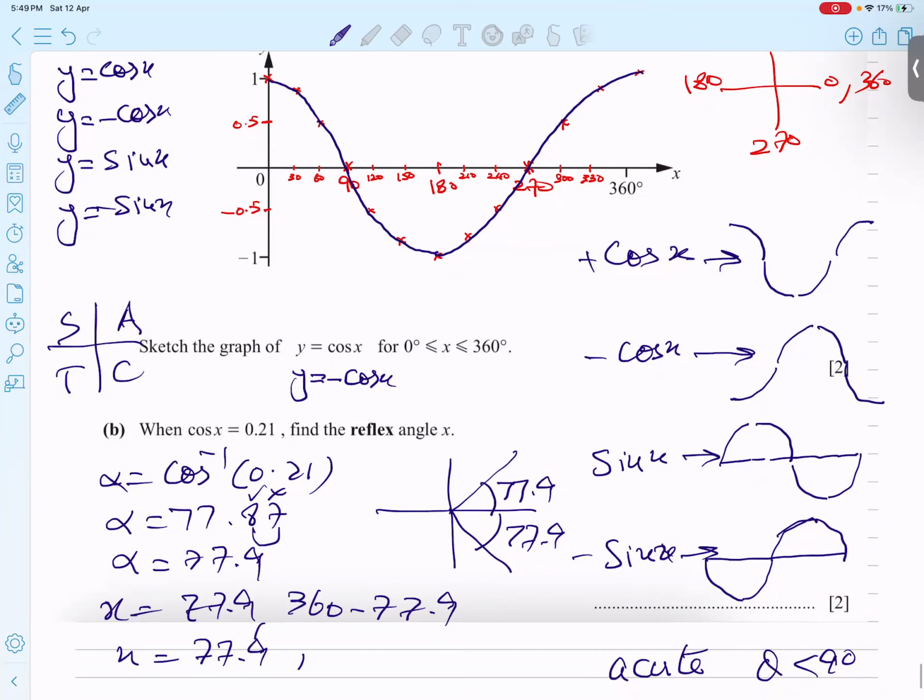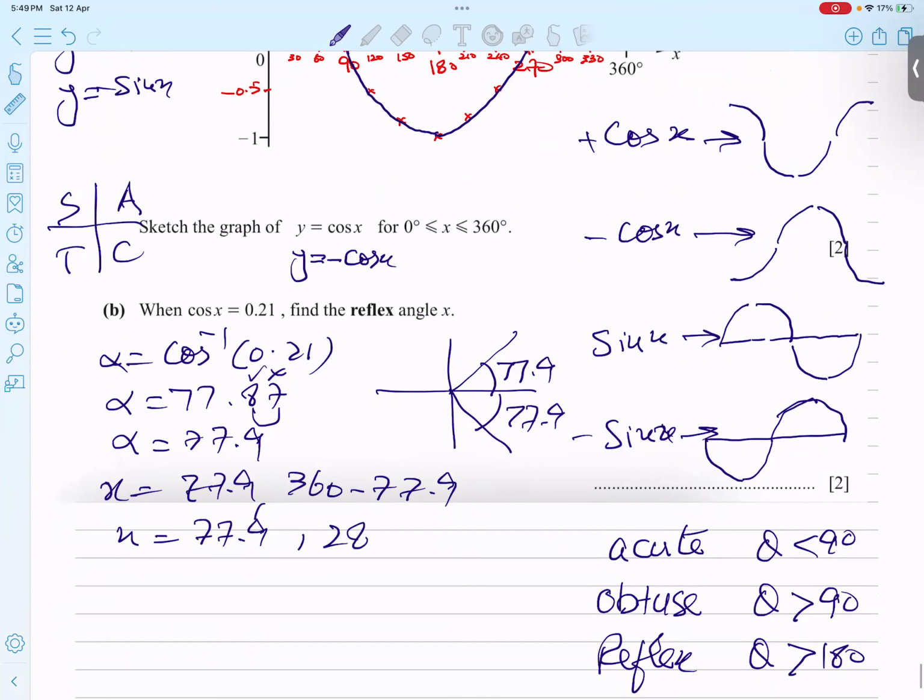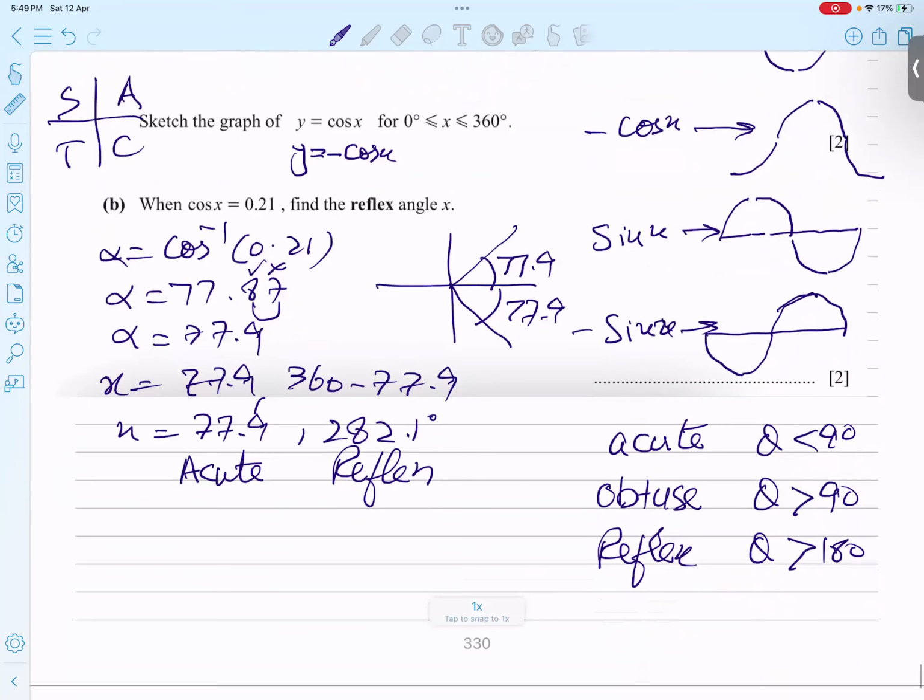And I'm getting here 282.1 degree. This is acute angle and this is reflex angle. But he is asking for reflex, so my answer is 282.1 degree. And make sure the angle is always 1 dp. 1 dp for angles is always the rule of our topic.